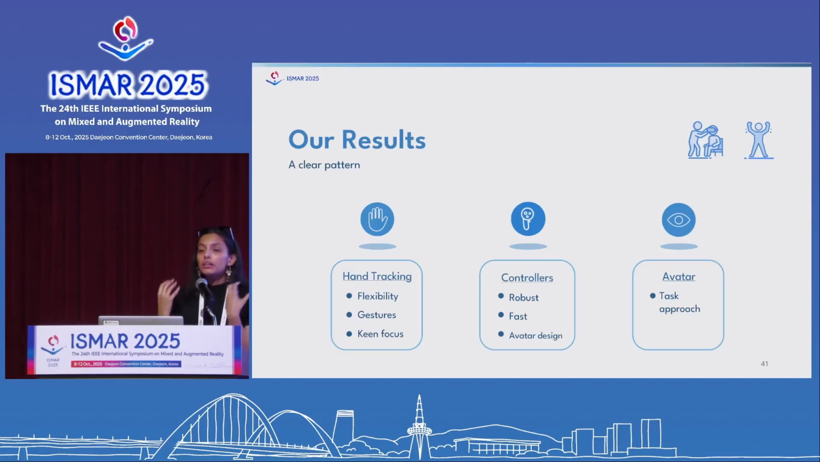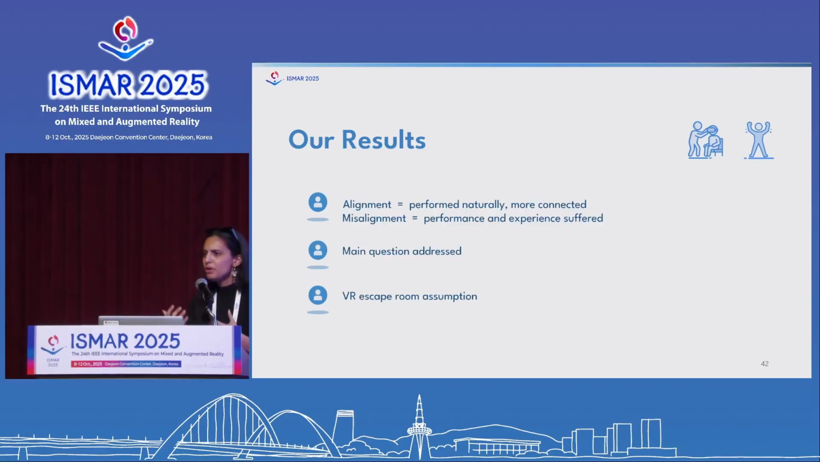Overall, our results show a clear pattern. Hand tracking offers flexibility, especially for gestures that don't map well with controllers, and it encourages keen focus. Controllers offer robust and fast input, but it depends on the avatar design. An avatar representation helps shape how participants approach a task. So we're able to say that input devices and avatar representation are intertwined, and they do influence how users perform and how they experience the overall VR game or application.